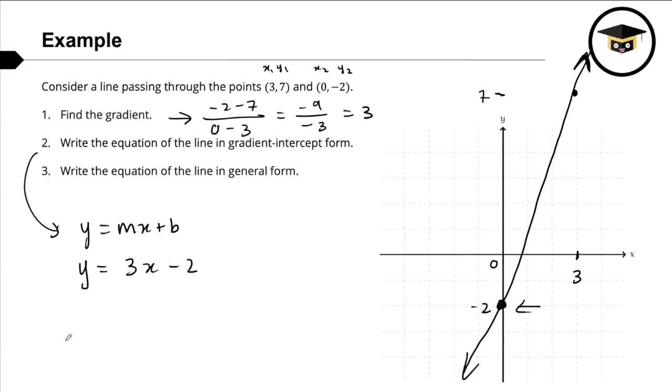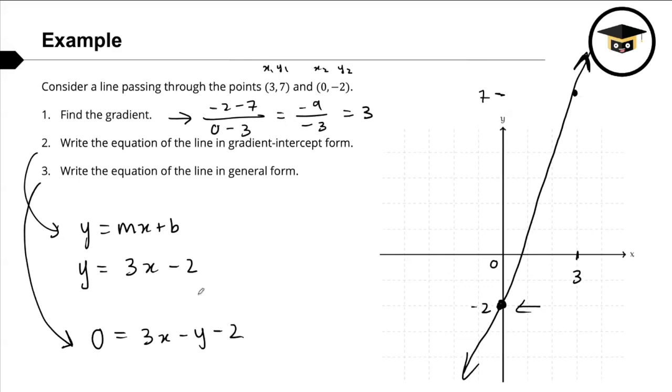And then for part 3, which is write the equation in general form, remember we have to move everything to one side and make sure that the coefficient of x is greater than 0. Here we already have a coefficient of x greater than 0, so it makes sense to just move the y to the other side. So we have 0 is equal to 3x minus y, because I moved it to the other side, minus 2, and that's it. So that is my general form.